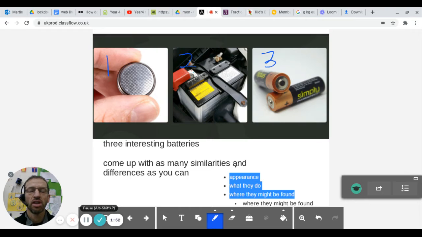Okay, well done. So what you might have said is that the battery on the left, number 1, is the odd one out because it's very small. It can only go in a small device. It might be used in a remote control. It might be used in a hearing aid, something very tiny, or a tiny little torch. You might have said that battery 2 is the odd one out because it is square.